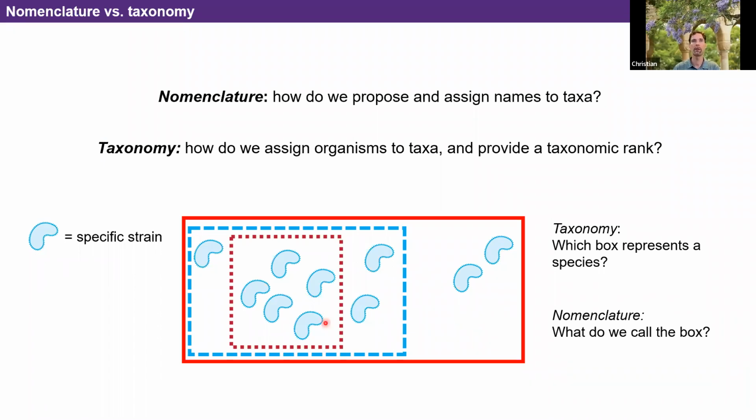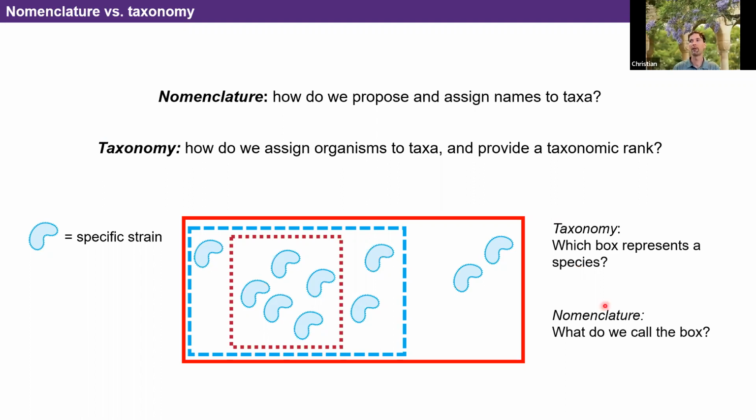Now, nomenclature is different, right? That's actually how do we call the box? Once we, and they have to work with each other, right? But we can actually call the box before we decide what the borders are, right? Or we can call the box and then change the borders later. So those are two things that are quite different, but they definitely interact with each other. I hope that makes sense to clarify those two terms for you.